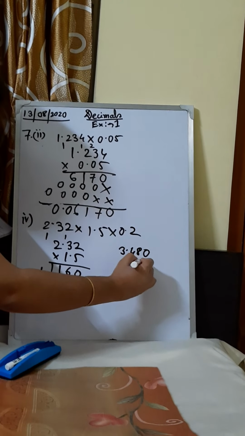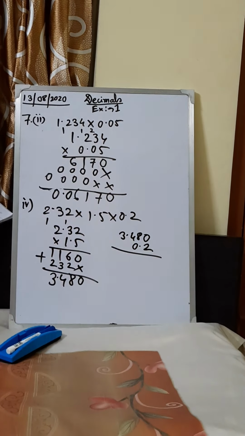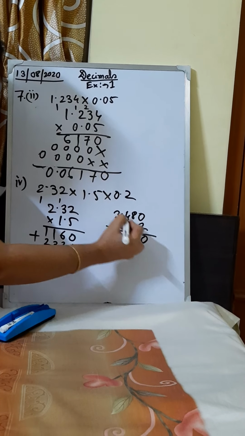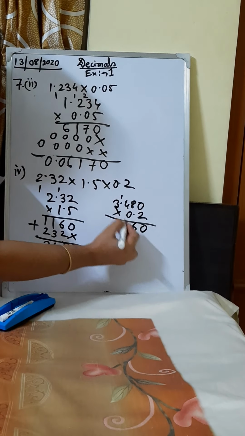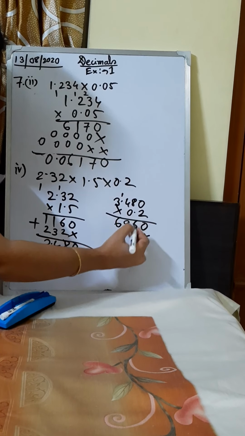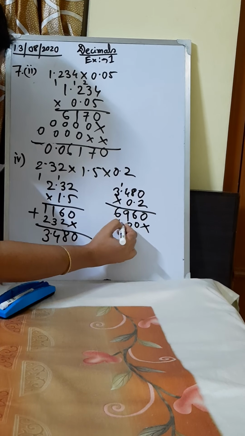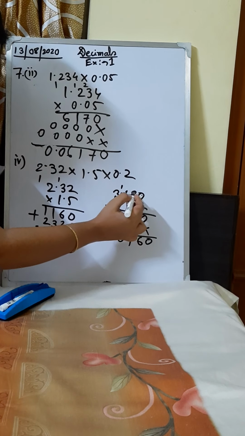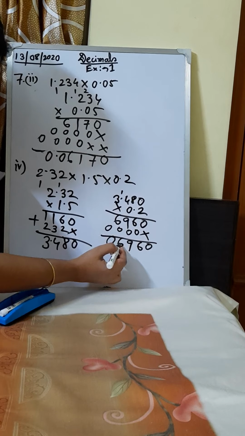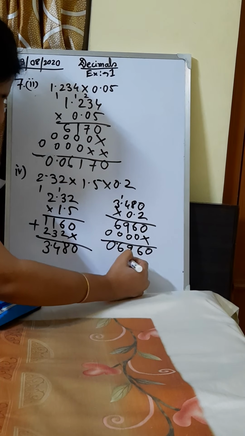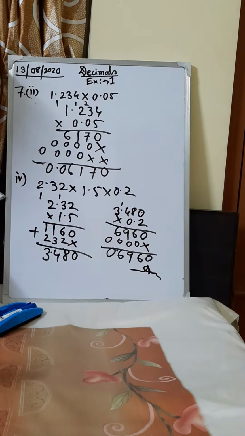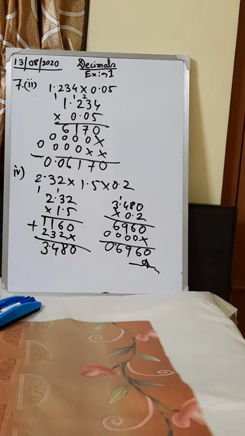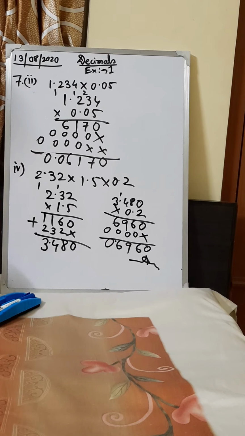So this is 3.480, multiplied again with 0.2. Now what do we get? 2 0 0, 8 2s are 16, 1 carry, 4 2s are 8, 9, 3 2s are 6. Now multiply with 0: 0 6 9 6 0. Count 1, 2, 3 and 4 places. This is your required answer. Hence the answer is 0.6960. Done.